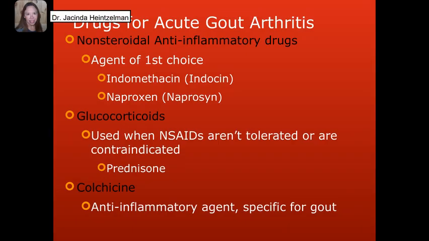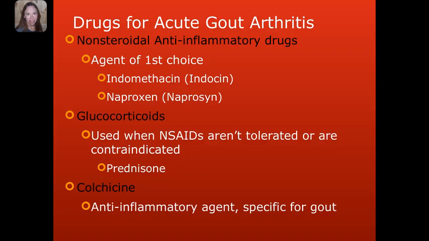Again, we can use NSAIDs to help treat our gout patients, those non-steroidal anti-inflammatory drugs. We will use these medications as our first choice of treatment, and really what they're helping to do is prevent the inflammation at those joint sites. Indocin and naproxen are the common ones that we're going to use.